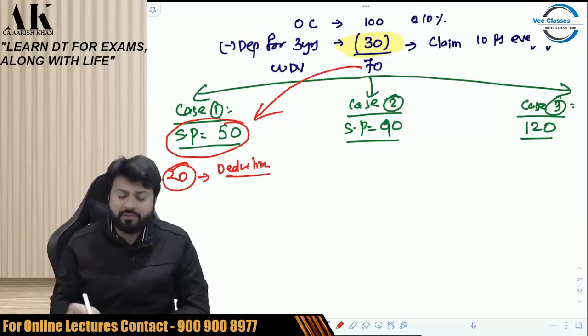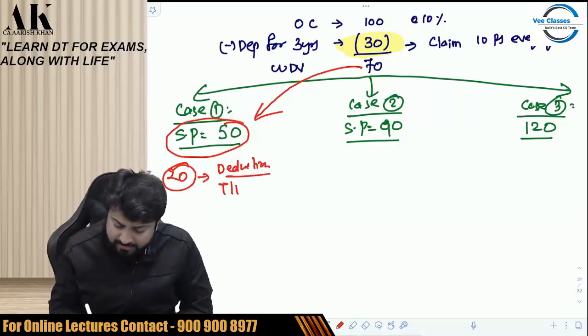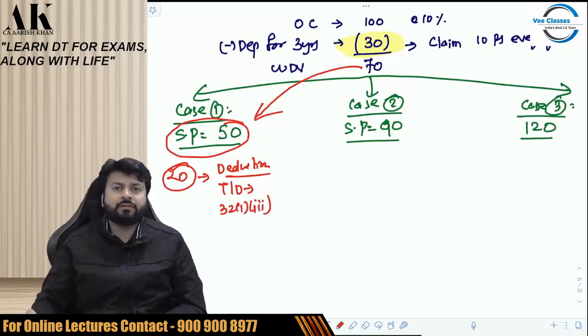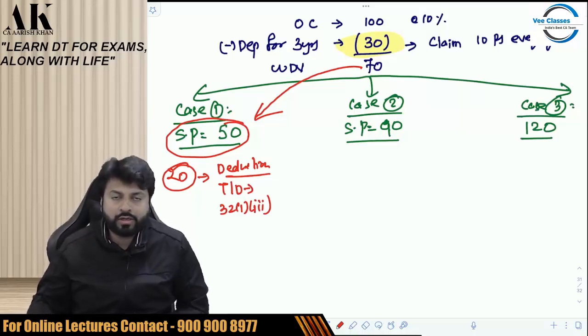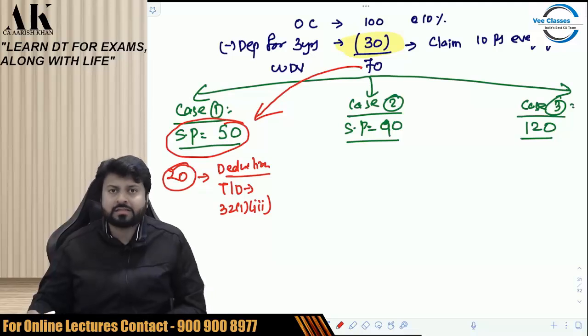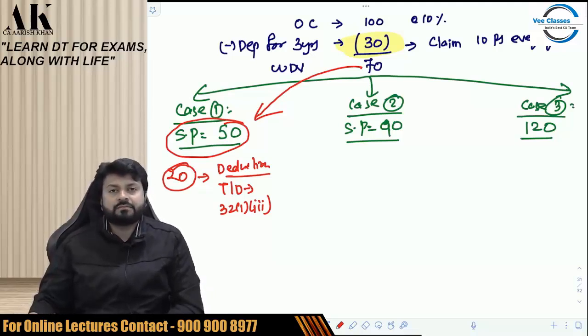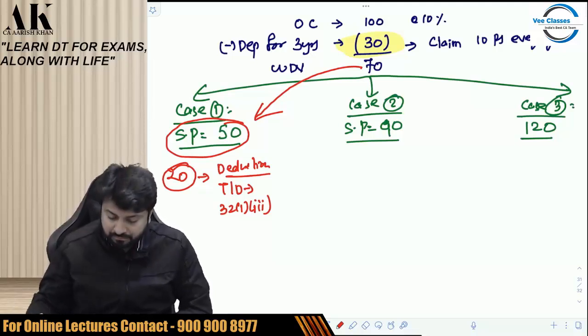This will be a benefit for you, and it will be called terminal depreciation under section 32(1)(iii). Terminal means something which is ending. The asset is ending, the asset is being sold. So the depreciation at the end of the life of the asset will be called terminal depreciation. I hope it is clear.